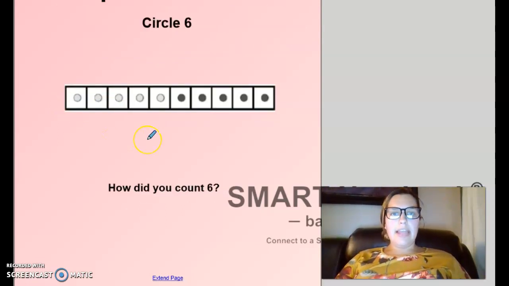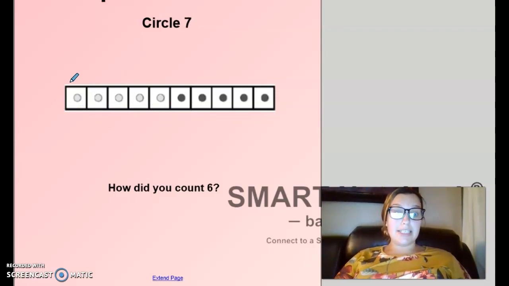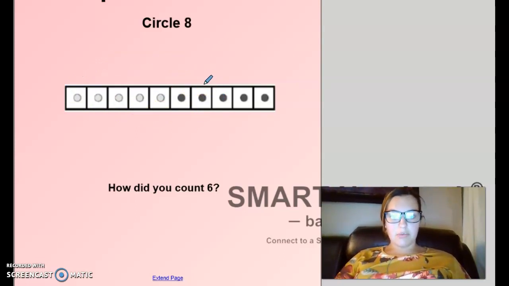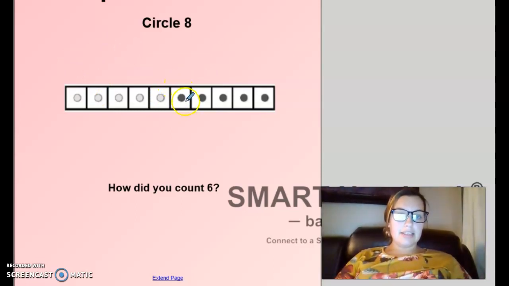Now I want you to look at 6. I want you to point at the 6th dot. So we know this is 5. Count up one more, 6. So we can circle 6. Good job. Now we need to circle 7. So we jump. We know this is 5. 6, 7. Oh my gosh, you guys are getting so fast. Where do I jump to? And how many is that? It's 5, and we got to go up to 8. 6, 7, 8.